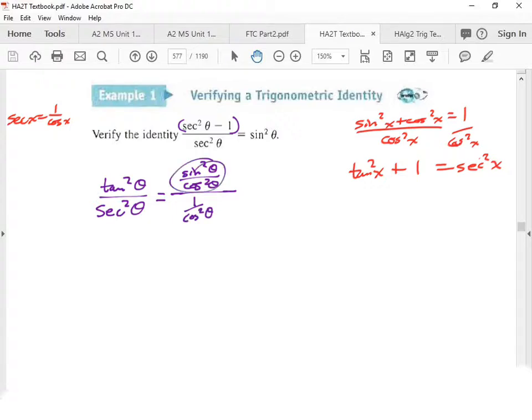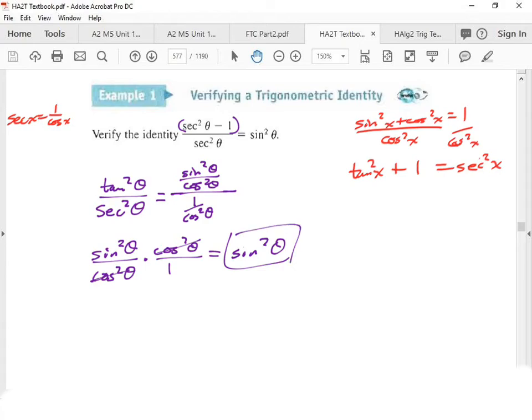Okay, so now I have a fraction divided by a fraction. Whenever you have a fraction divided by a fraction, what do you do? Multiply by the reciprocal. So I have cosine squared theta over 1. And so what happens? What do you get? These cancel out. And then sine squared theta. That's right.